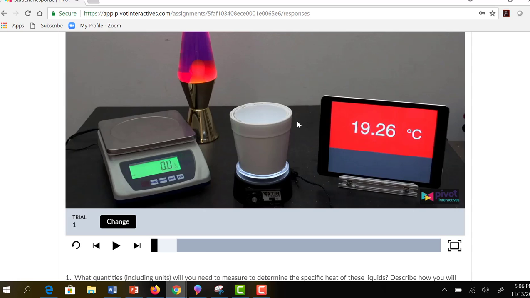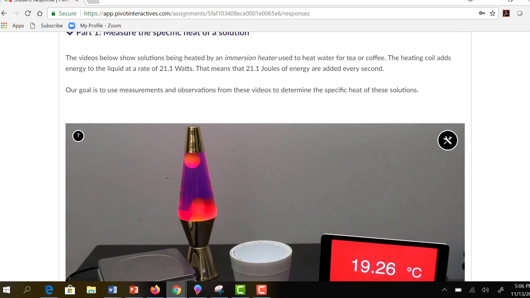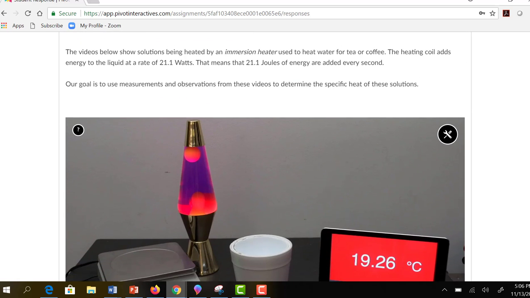So we'll be able to measure the mass of the sample. We'll know what the initial temperature is. We'll start heating it up. We can see how long it takes to reach another temperature. And we know the rate that this is being heated up from the information up here. The heating coil adds energy to the liquid at a rate of 21.1 watts. So watts, remember, that's joules per second.